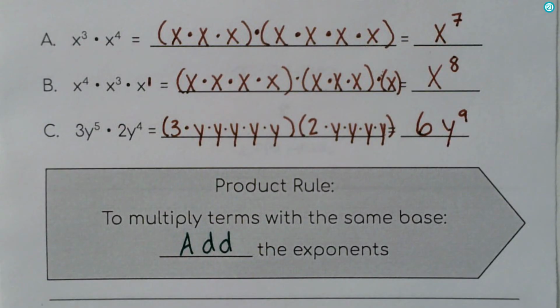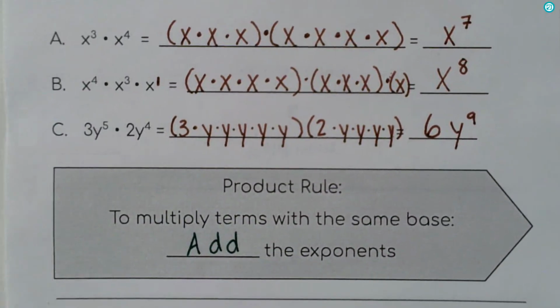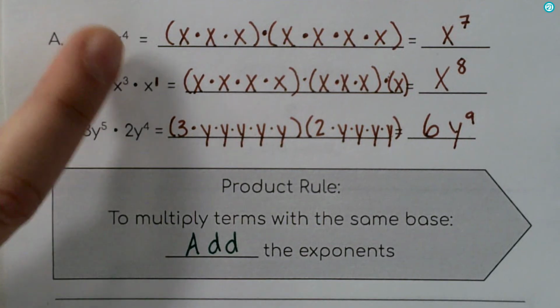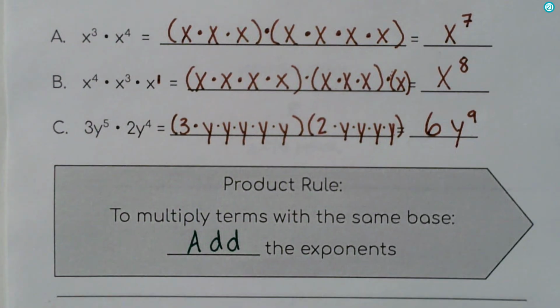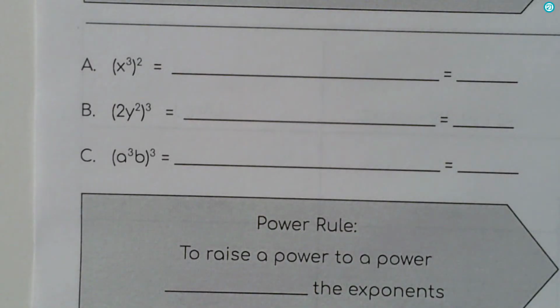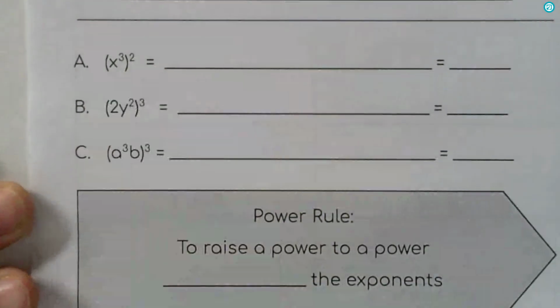Okay, we are going to learn one more rule today. It's the power rule. It's down below this. So if you guys notice, these all have the same base and then the exponents. Down below here, this is the power rule. We are taking something that has an exponent up to another exponent.